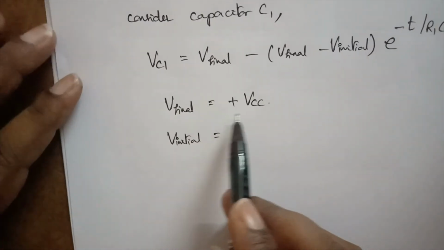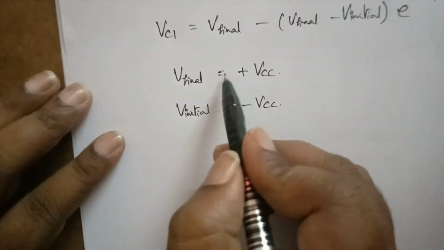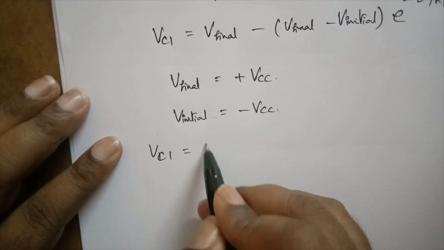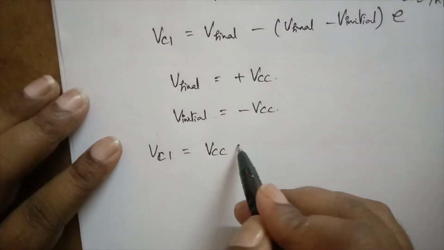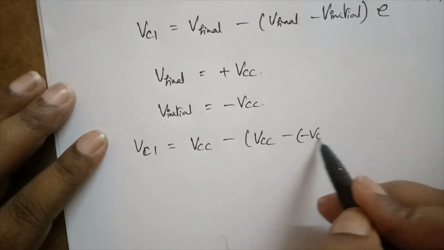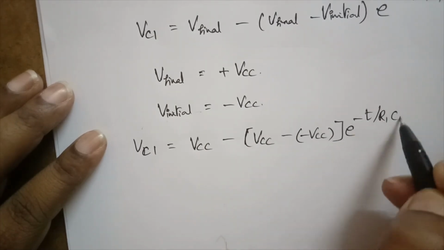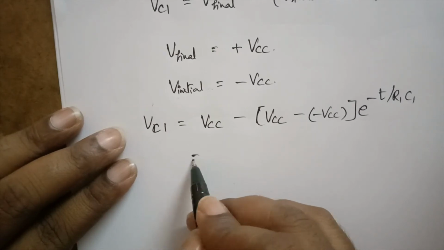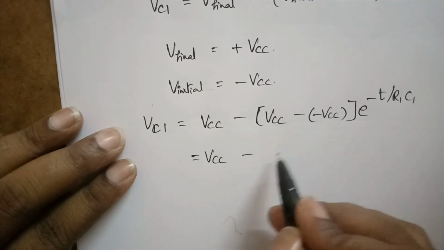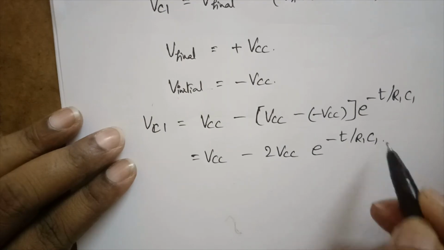So the final value is plus VCC and the initial value is minus VCC. If you substitute this final value and initial value here, what are we getting? VC1 is equal to the final value VCC minus (final value VCC minus initial value). My initial value is minus VCC, into e power minus t by R1 C1. So what are we getting now? VCC minus VCC minus of minus becomes plus. So VCC plus VCC, it is 2 VCC e power minus t by R1 C1.